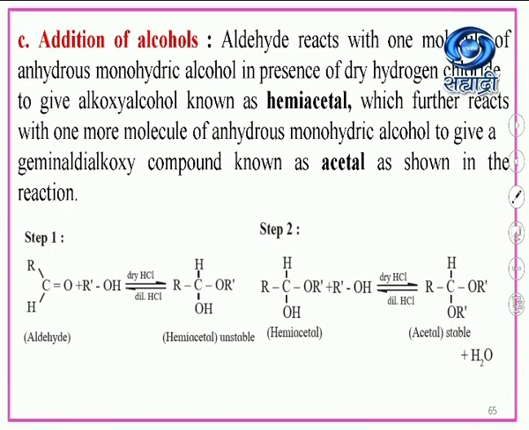So in this reaction, when the acetal is treated with dilute HCl, you will get the hemiacetal. Similarly, when the hemiacetal is treated with dilute HCl, you will get the aldehyde. Therefore these are reversible reactions.